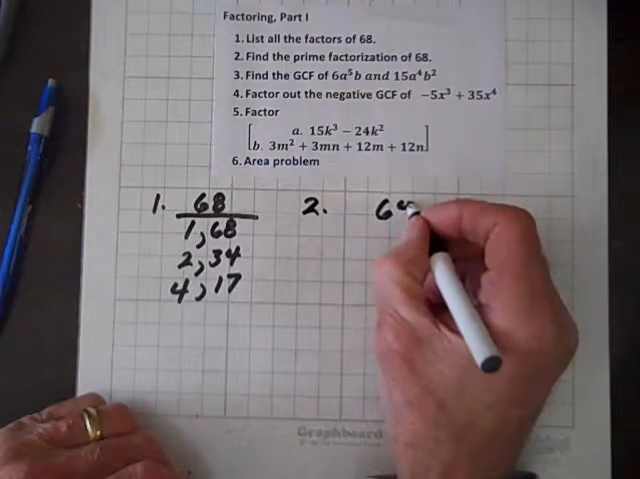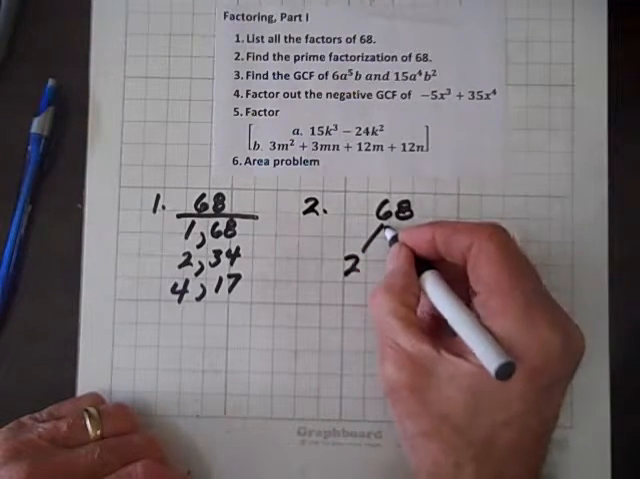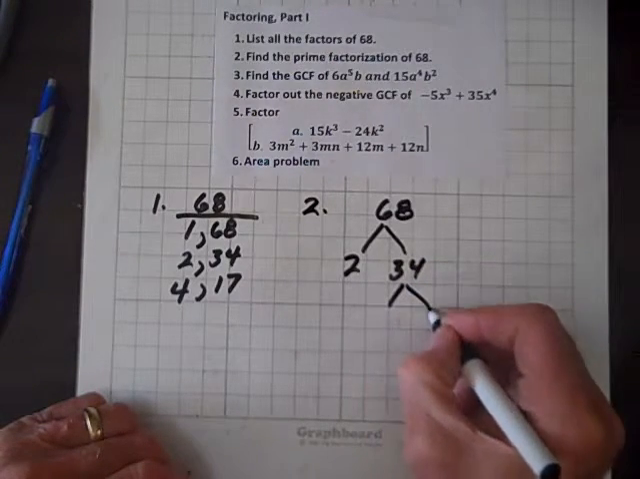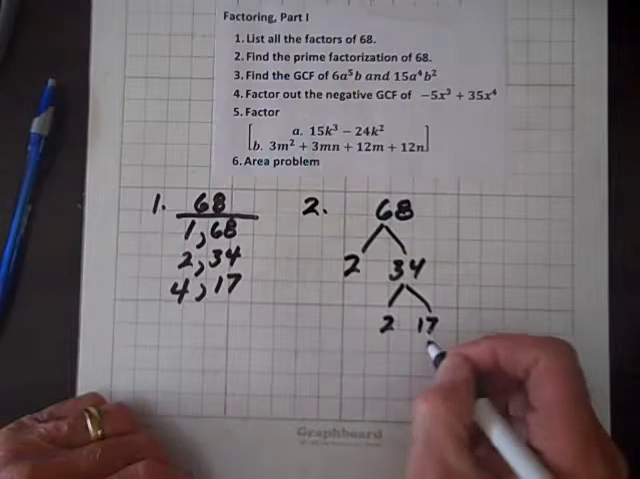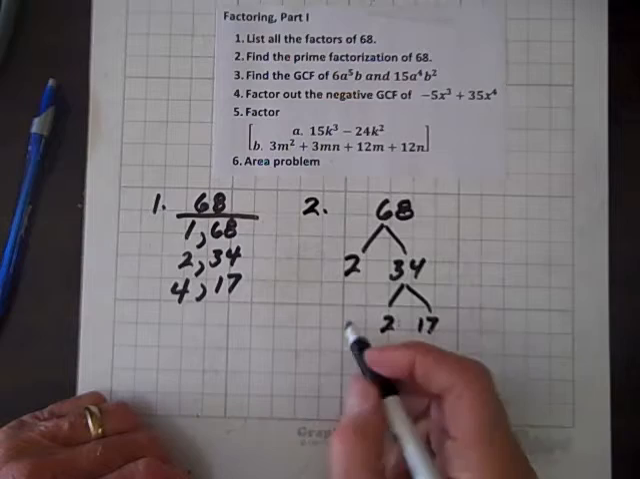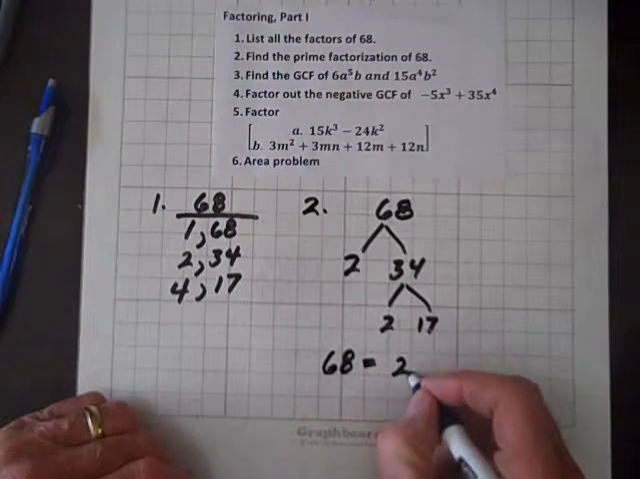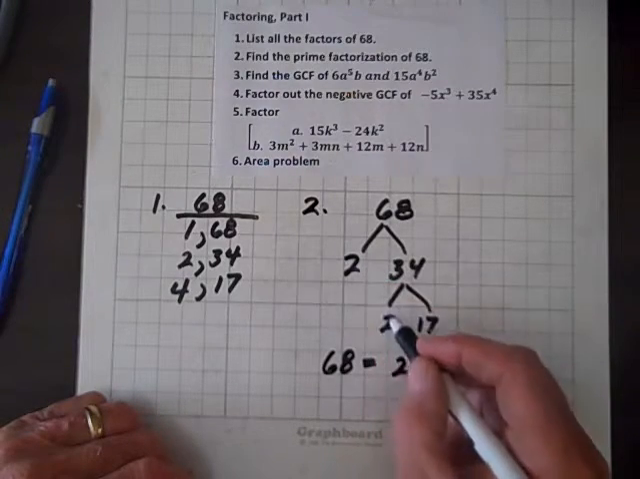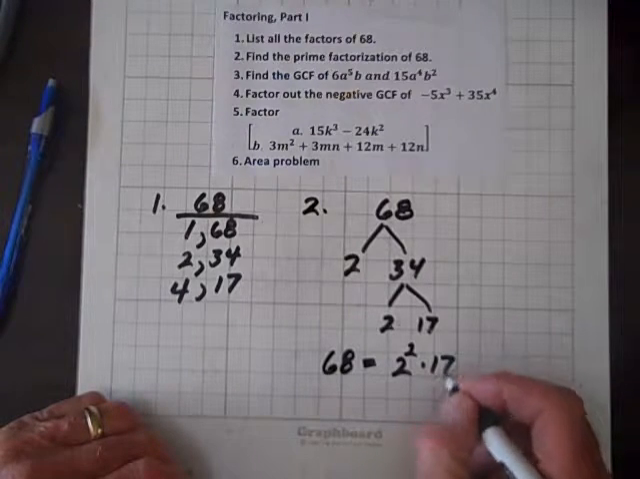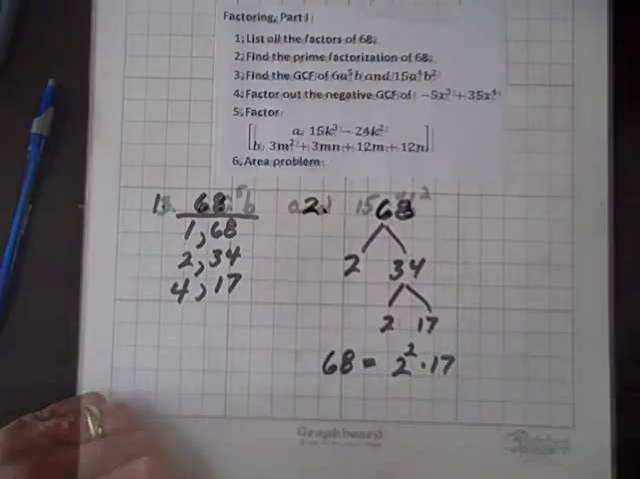So we have 68, and 2, that factors into 2 times 34, which factors again into 2 times 17. So therefore the prime factorization of 68 is, and I'll write 68 equals 2 to the second power, because we have 2 factors of 2 there, times 17. 2 is a prime number, 17 is a prime number, and we're done.